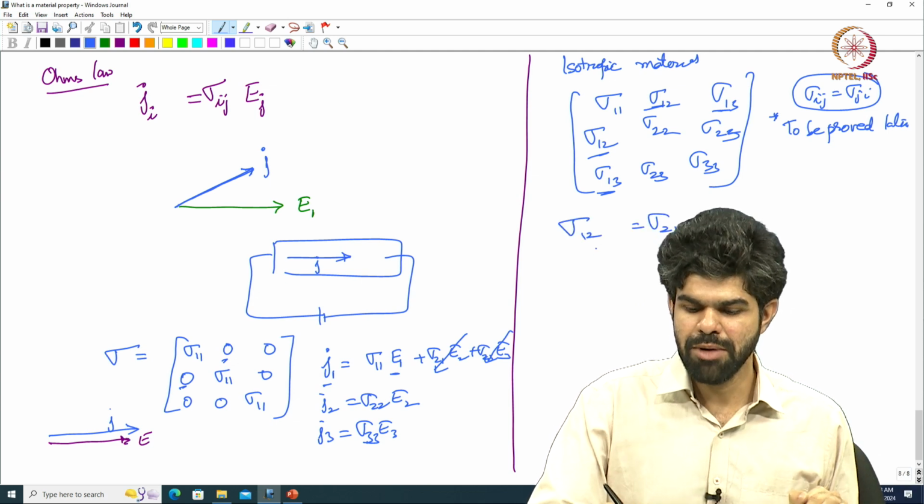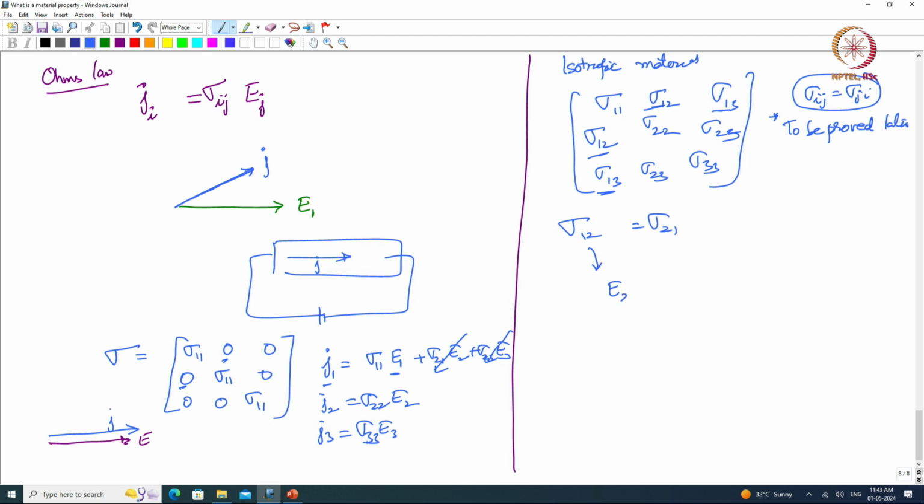What does that mean? I am applying electric field in direction 2, that is the cause, and I am measuring the effect, which is current in direction 1, right. Or alternately, I am applying electric field in direction 1 and I am measuring current in direction 2. These two are the same, right. So, the values of these effects are the same, and this is something that we will prove later on in this course. It is not an obvious statement to make, but the values are the same. So, that makes sigma what is called a symmetric tensor.